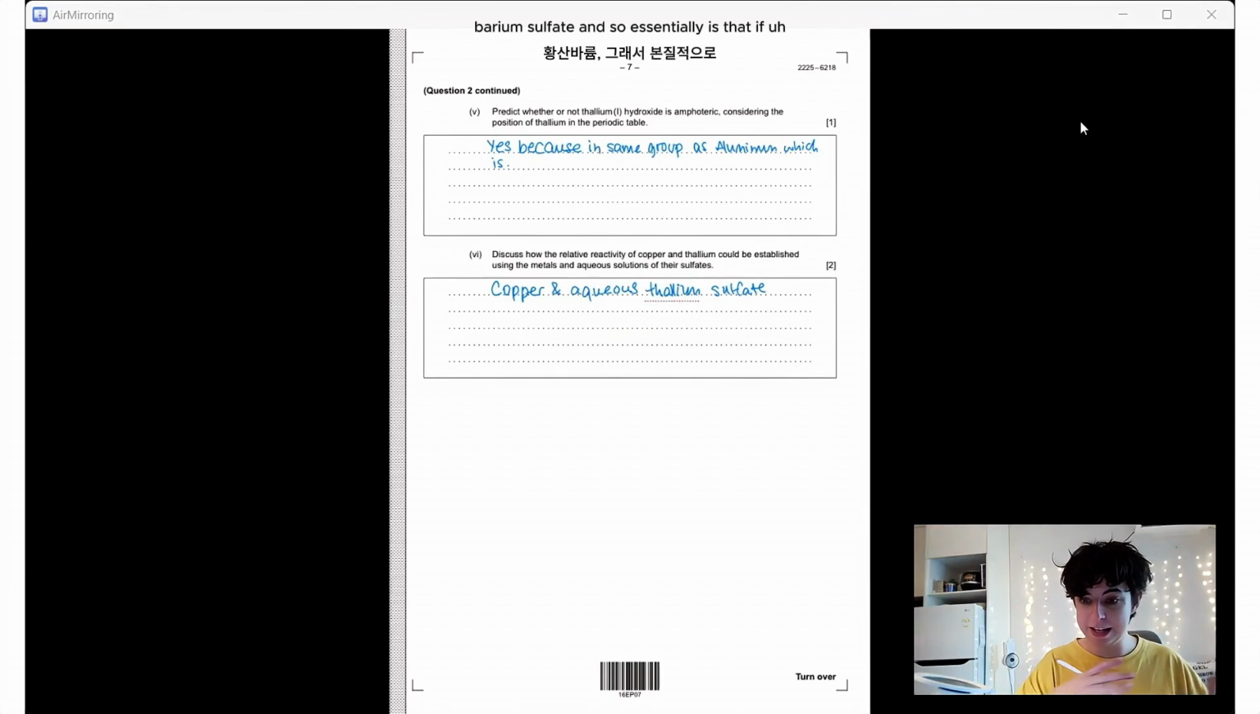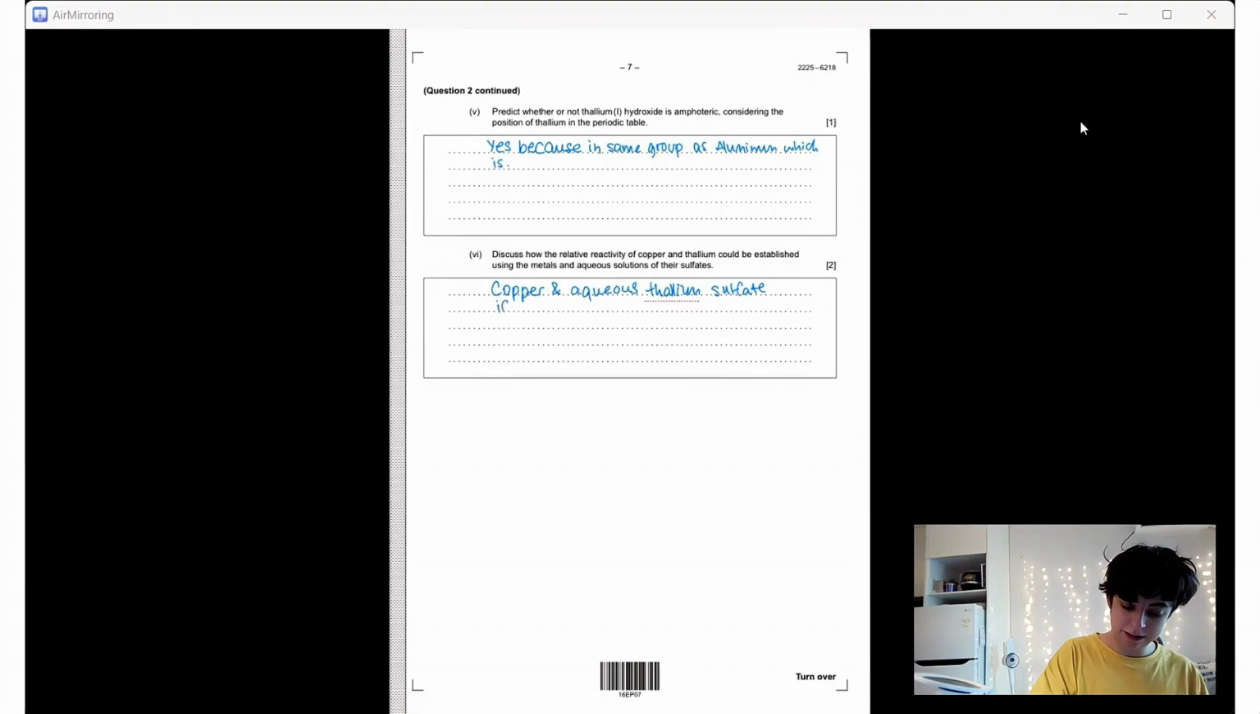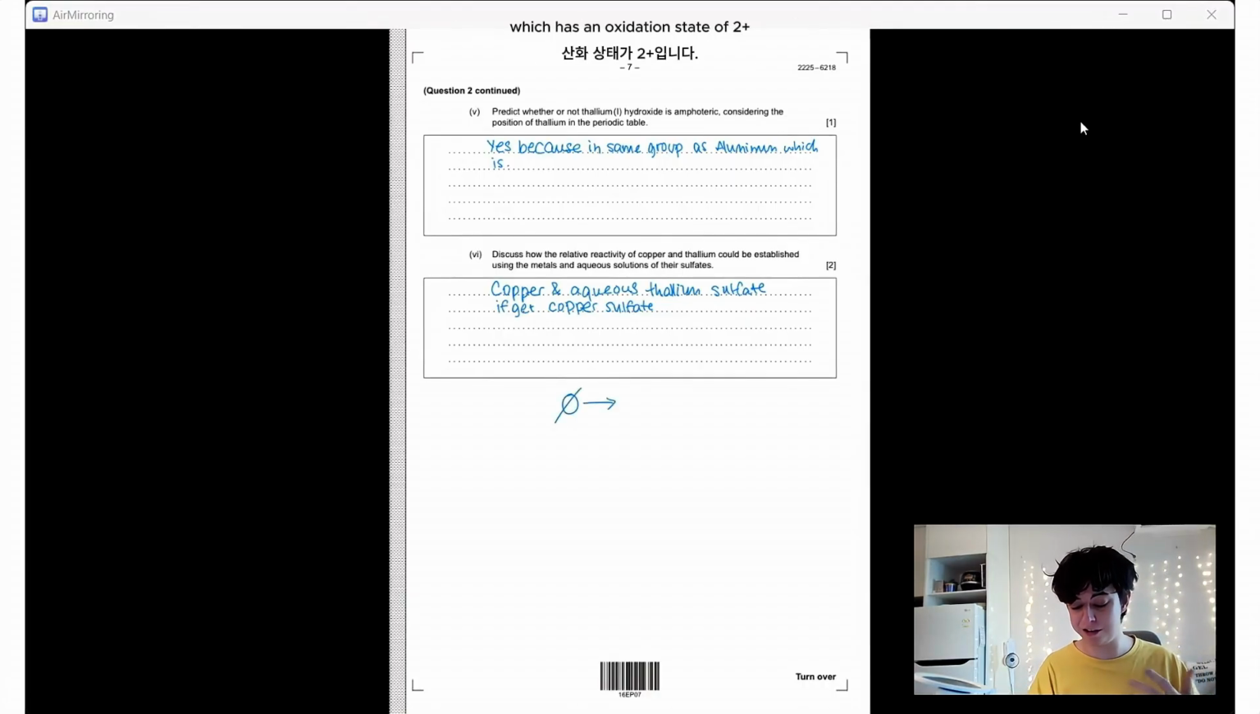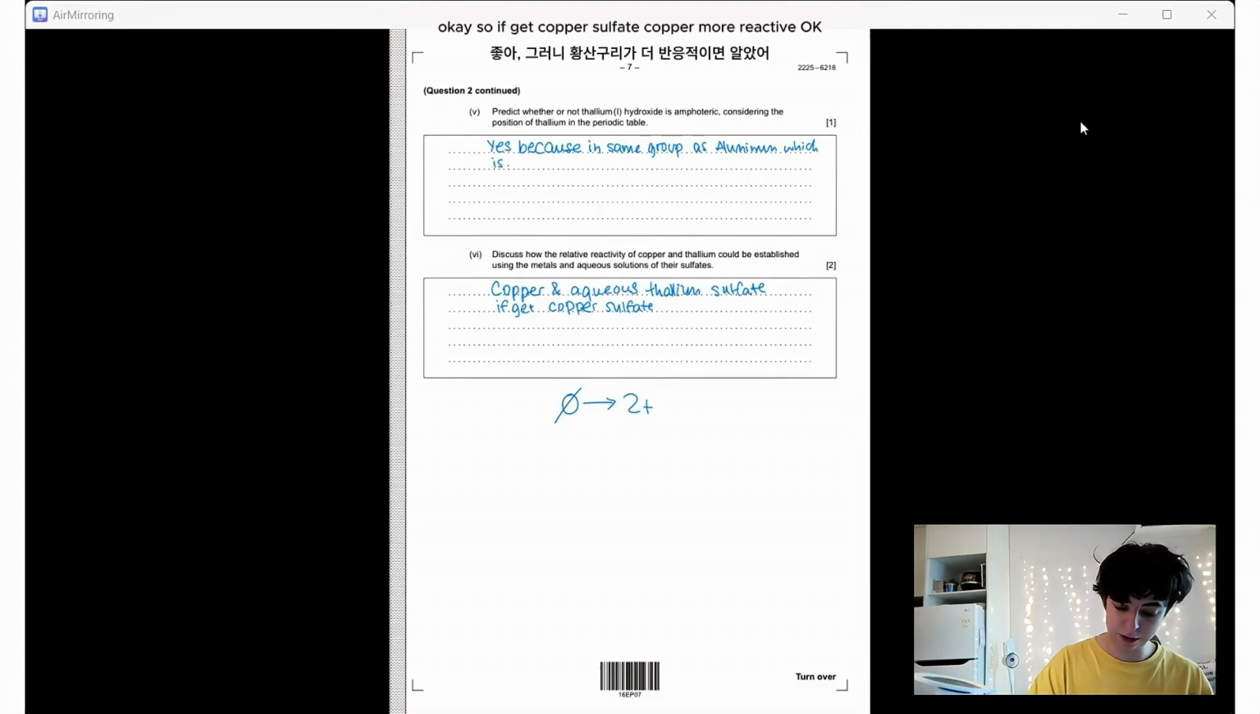And so essentially if you get copper sulfate, that essentially means that copper went from copper solid, which has an oxidation state of 0, to copper sulfate, which has an oxidation state of 2 plus. And so if that reaction occurs and you get copper sulfate, that means that copper was oxidized and therefore it's more reactive. Because remember, reactivity is just which is more likely to be oxidized. More reactive or likely to be oxidized, those are the same thing. Okay, so if you get copper sulfate, copper is more reactive.